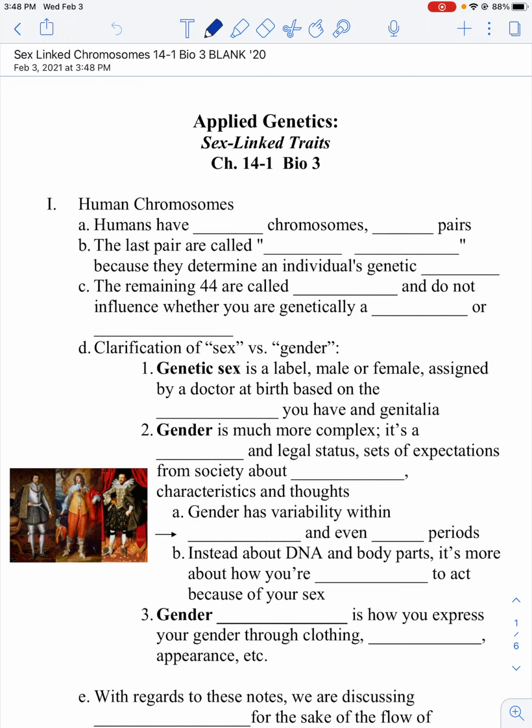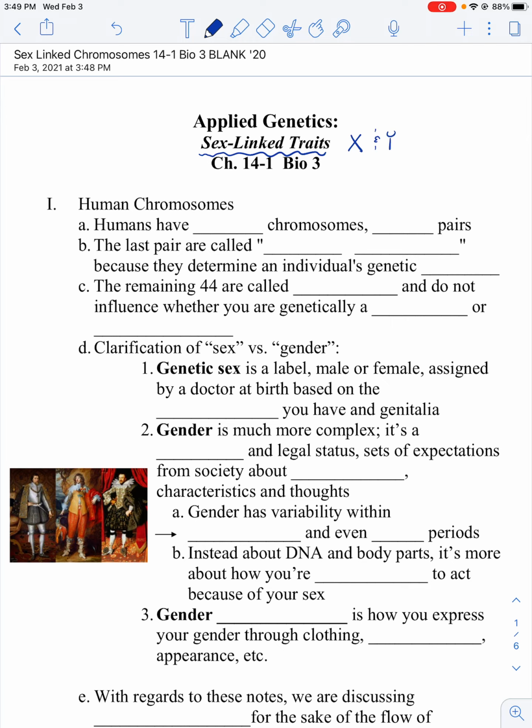You'll find these notes in Chapter 14, Section 1 of your textbook, and it is a small subset of a section that involves the chromosomes, but toward the end of the section, it talks about traits that are found on the sex chromosomes, which we are going to call sex-linked traits.